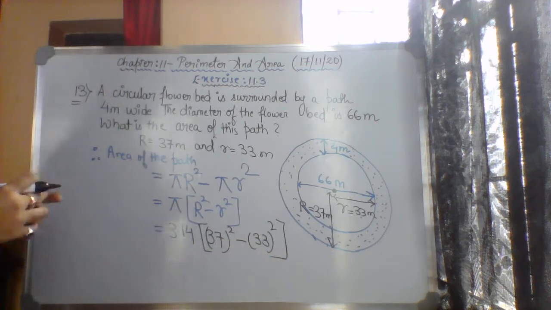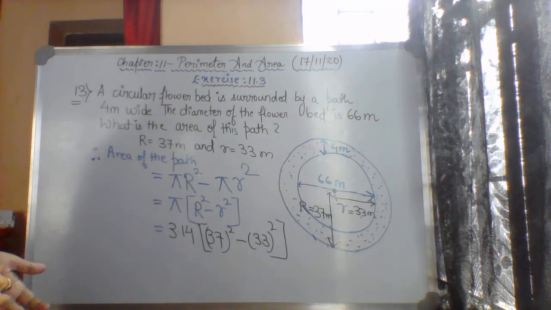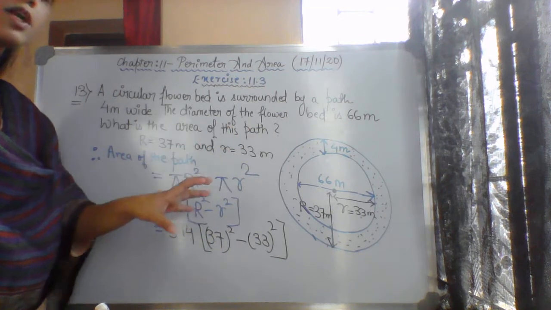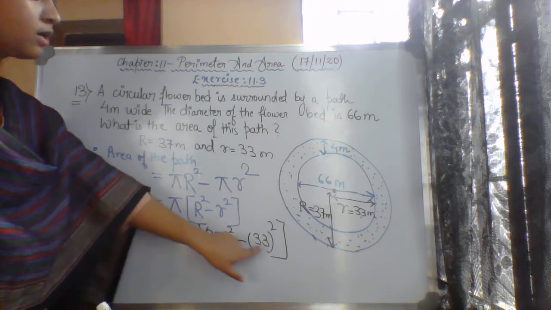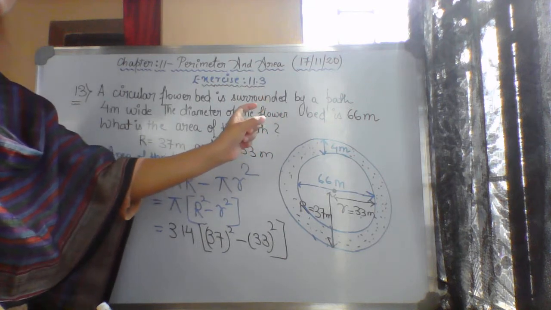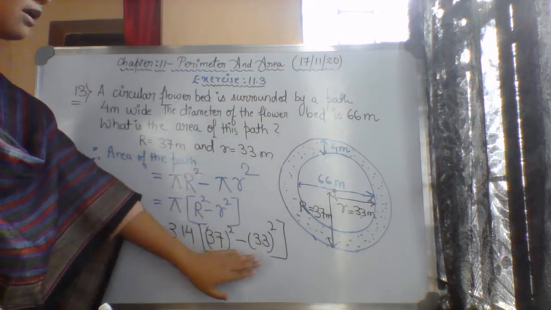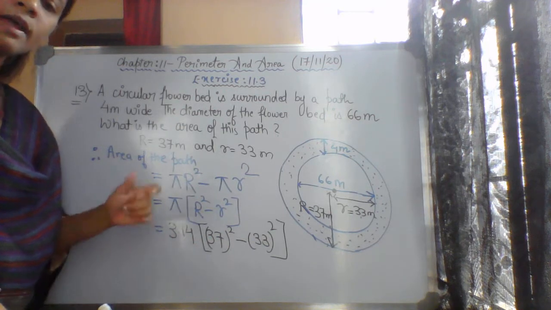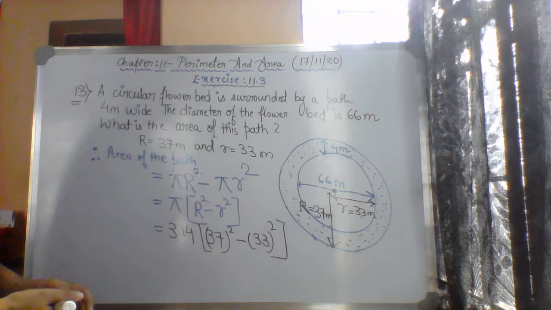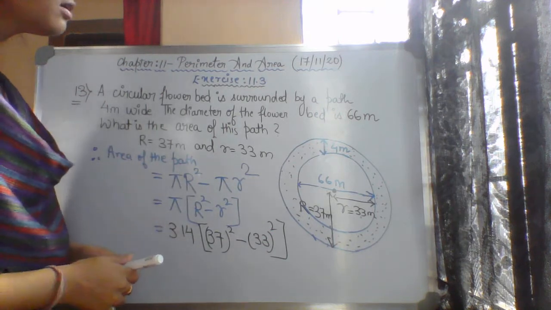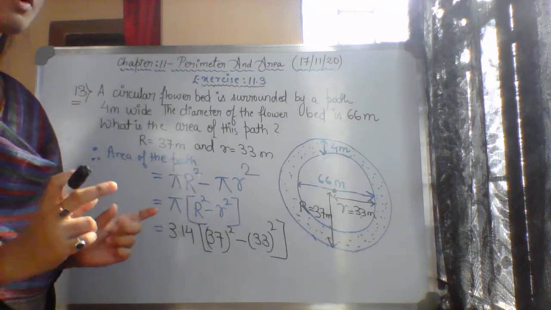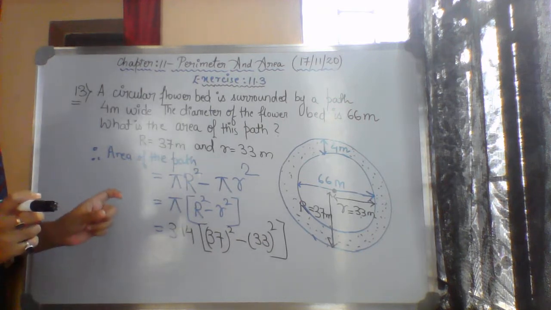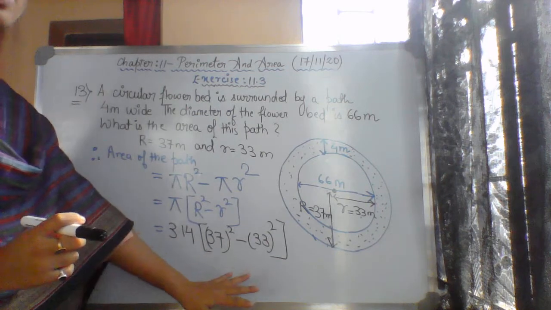Now though it is not there in your syllabus, this calculation you have to do: 37 into 37, then you will get one value. Then you will multiply 33 into 33, then you will get a value, then you will subtract, then you will multiply by 3.14. That you can do, but that will take some time. So this calculation can be made easy by one property. Though it is not there in your syllabus, just as an introduction you can use that. Then it is simple multiplication you can do.